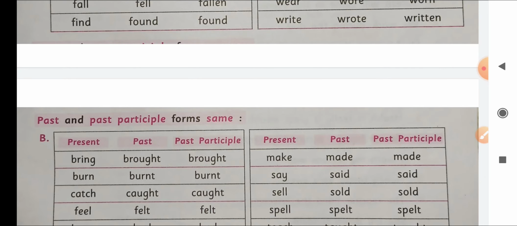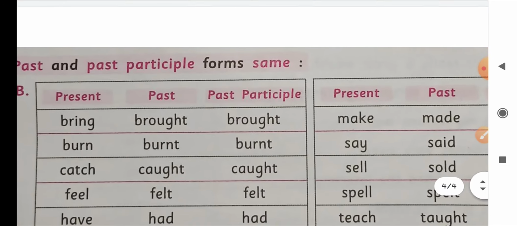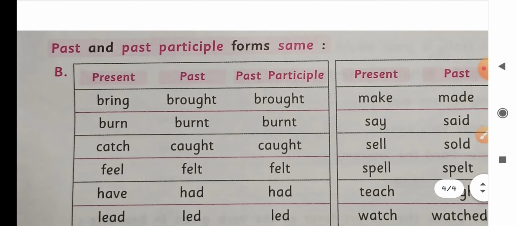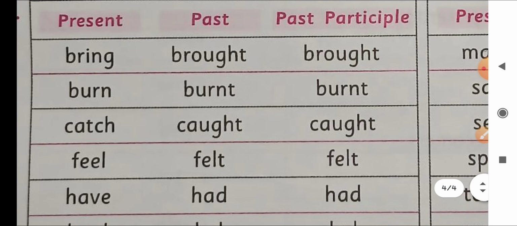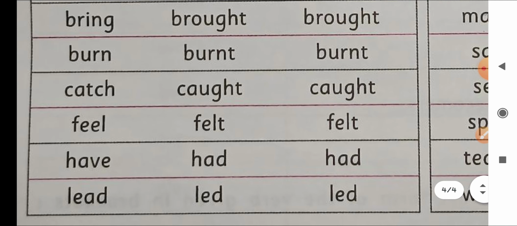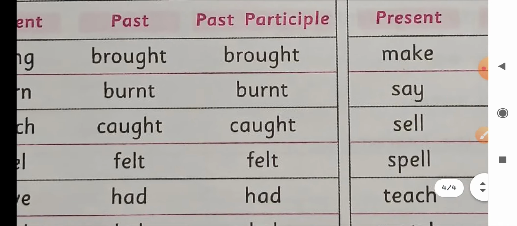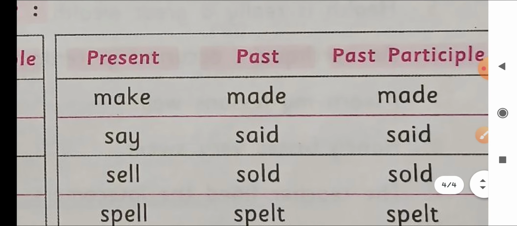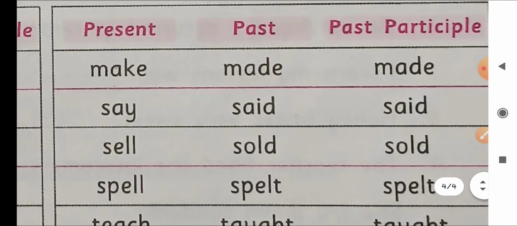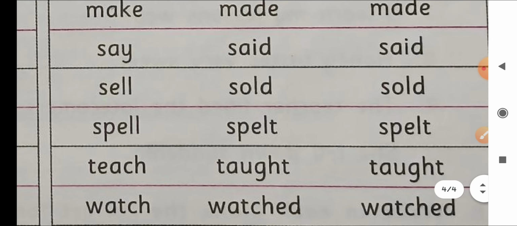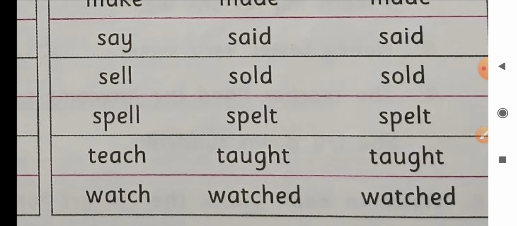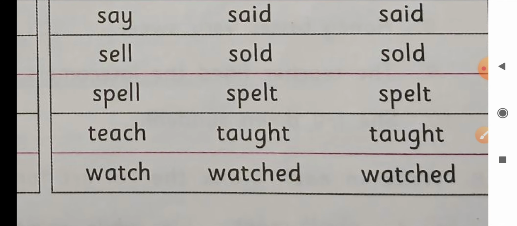In the same way, sometimes the past and past participle forms are the same. First one is bring, brought, brought. Next, burn, burnt, burnt. Next, catch, caught, caught. Next, feel, felt, felt. Next, have, had, had. Next, lead, led, led. Next, make, made, made. Say, said, said. Sell, sold, sold. Spell, spelt, spelt. Teach, taught, taught.